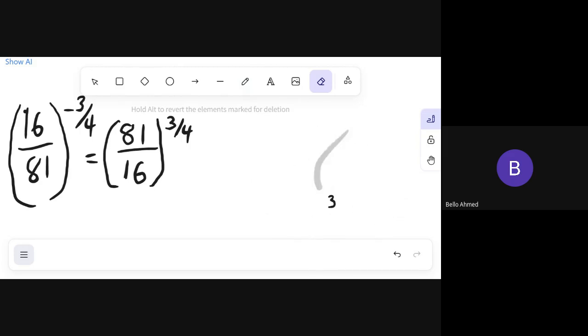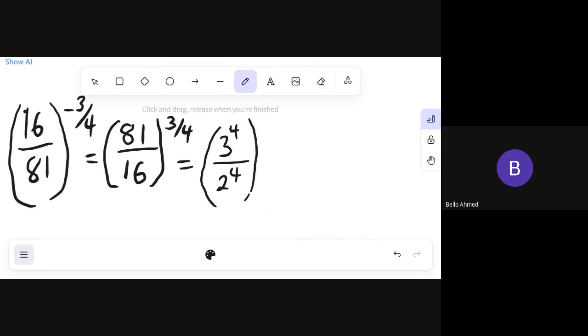So now I'm going to rewrite this question. Like I said, instead of 81, I'm going to rewrite it as 3 raised to the power of 4 all over 16. I'm going to rewrite 16 as 2 raised to the power of 4. Then I'm going to close the bracket. And what am I going to do now? Well, my power must be there, so I have to put the power again, 3 over 4.